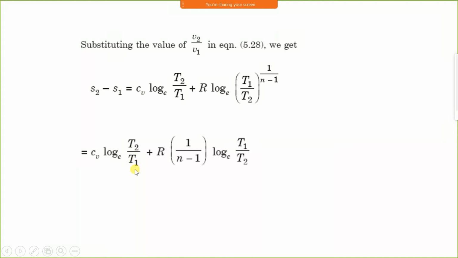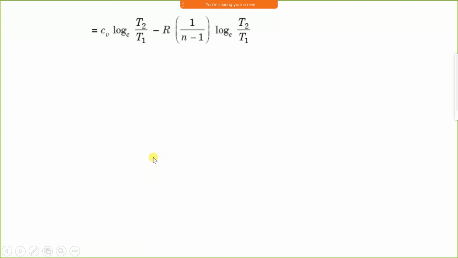Here it is T2 minus T2 by T1, and here it is T1 by T2. If we take its reciprocal, then T2 will go to the numerator and T1 will go to the denominator, and its power will be minus 1. If we take power minus 1, then its positive sign will be negative, then its plus will be minus.